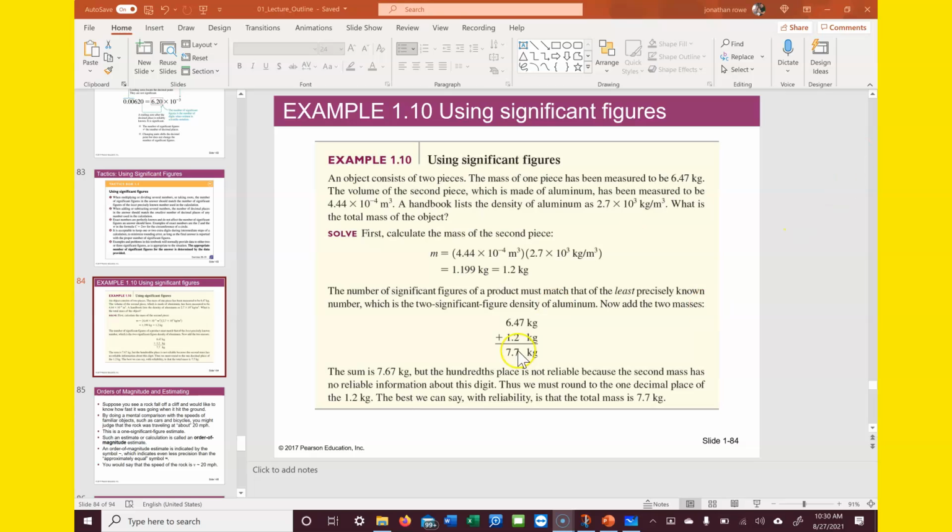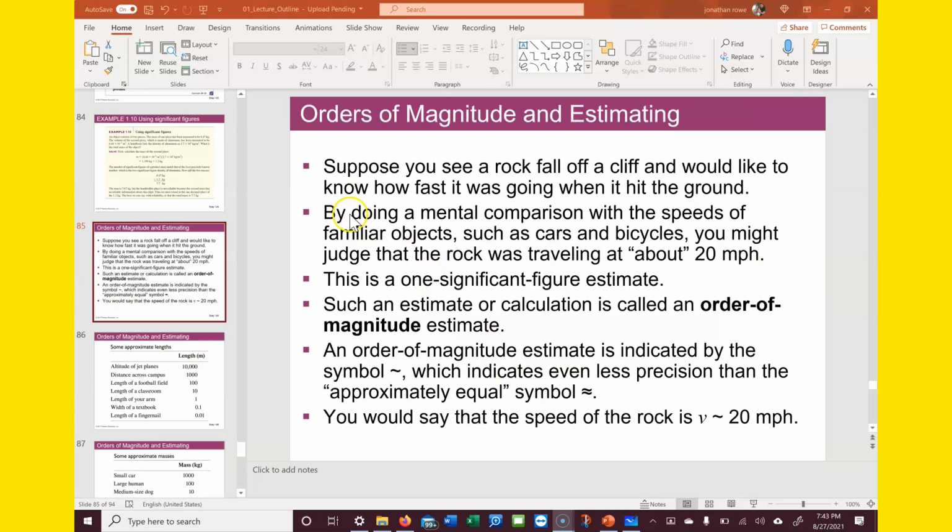Alright, and if we look at the solution from the publisher, that is exactly what we get. And you can read their explanation here, which is a good explanation. Alright, there are only a few slides to go, so I'm going to keep going here and finish. Orders of magnitude and estimating.